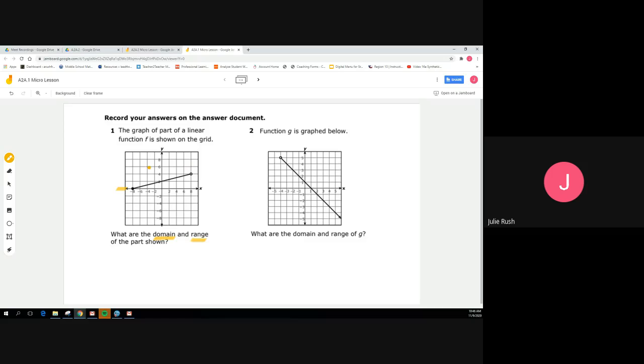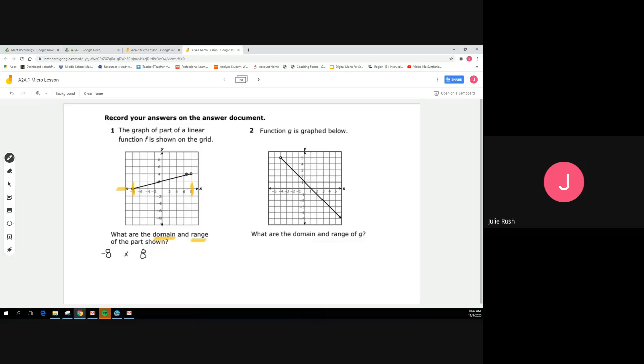And what I'm going to do is look left to right to see where my function starts and stops. And so it starts here at -8. And then if I look across to the right-hand side, it goes to +8. Okay? So I know that for my domain, I start at -8 and I end at +8.